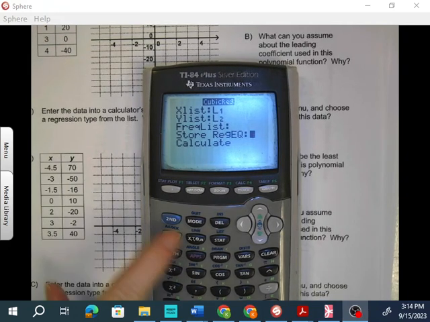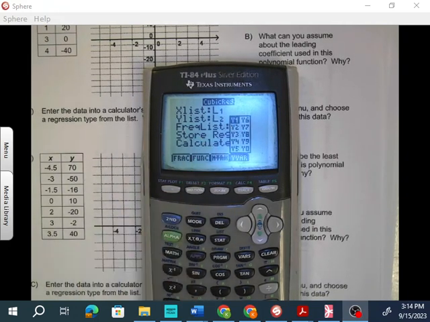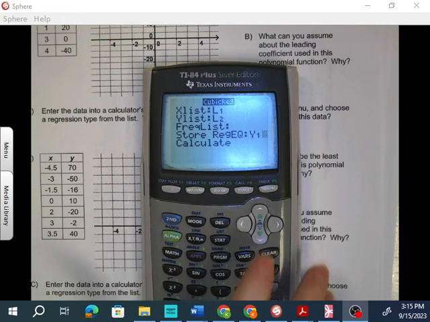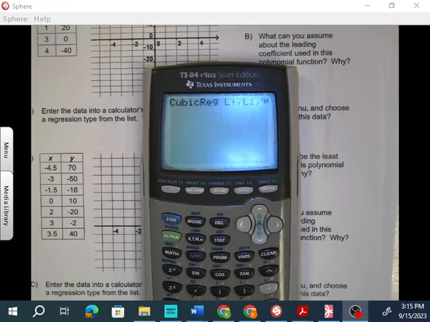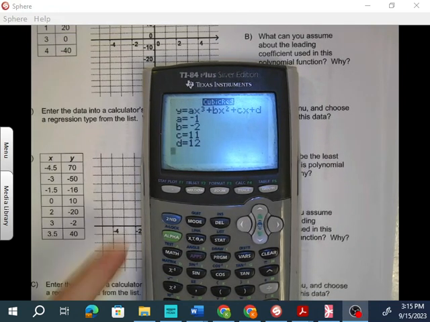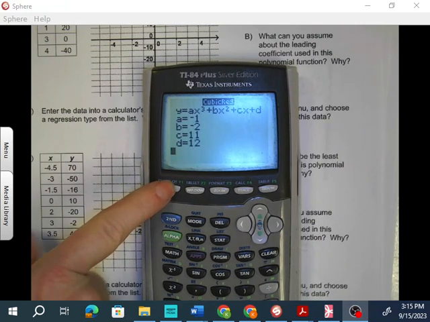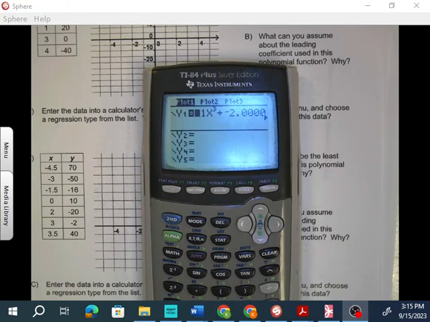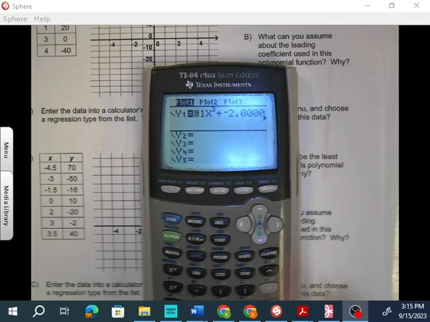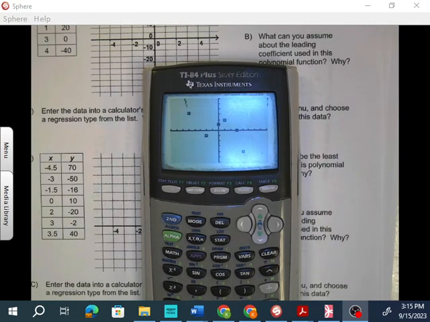If I hit alpha trace, it gives me a menu of y's. I'm going to store it in y1, so I just hit enter. Now I'm going to hit calculate. I don't think my stat diagnostics are on, but it's okay. All of this I can write down, but I made it store it in y1, so it's all already there. If I hit graph, it should draw it right between my dots. Voila.